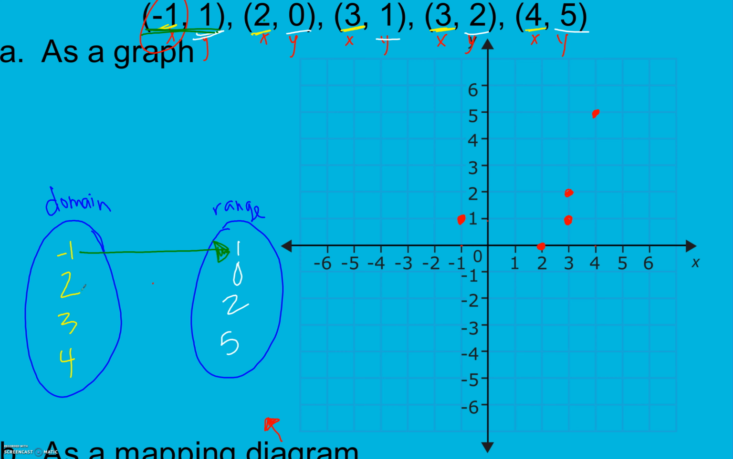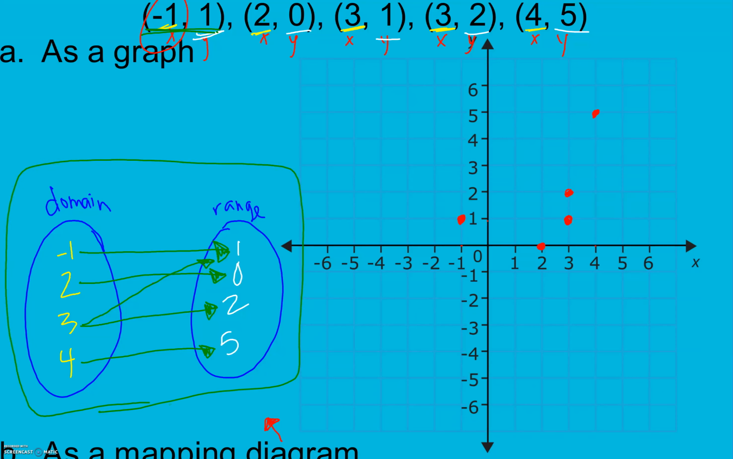I start at 2, I go to 0. I start at 3, I go to 1, and it's okay that there's already an arrow there. That's fine. I start at 3, same thing. It's okay that we already started an arrow there. We're just putting in all of our points. We go to 2, I start at 4, and I go to 5. And this entire thing here is my mapping diagram.